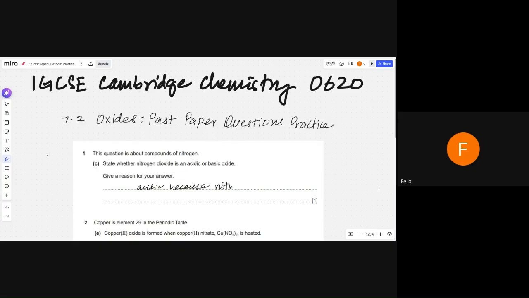Because nitrogen is a non-metal. So you have to develop your understanding that non-metal oxides are acids basically, and metal oxides are basic in nature. So I hope this is clear. Now we move on to the next one.